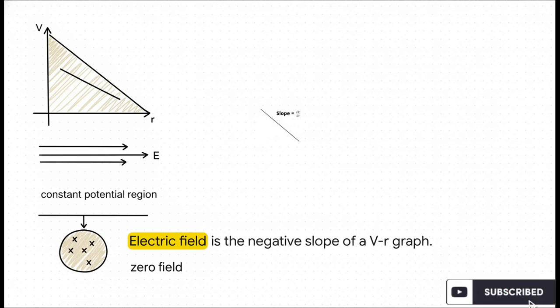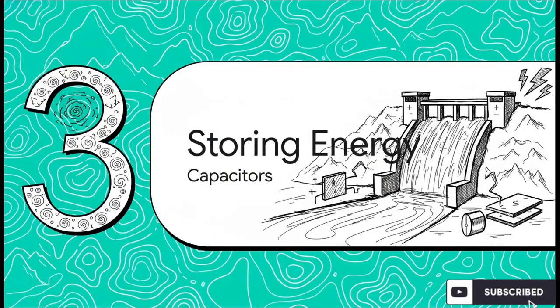So if you're ever staring at an exam graph and you see a flat, zero-slope region for the potential, you instantly know the electric field right there is 0. It's simple. No slope, no field. All right, Section 3, capacitors, and how we actually store all this energy.